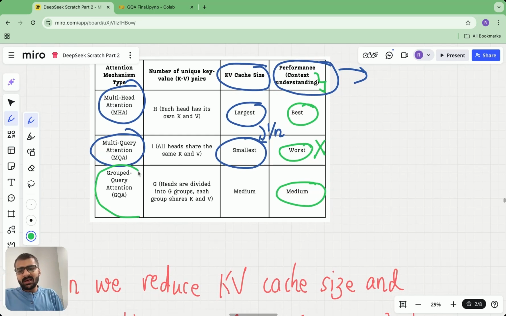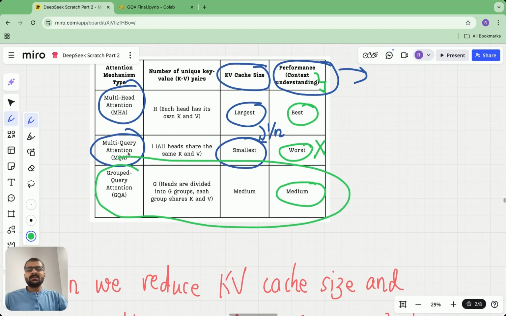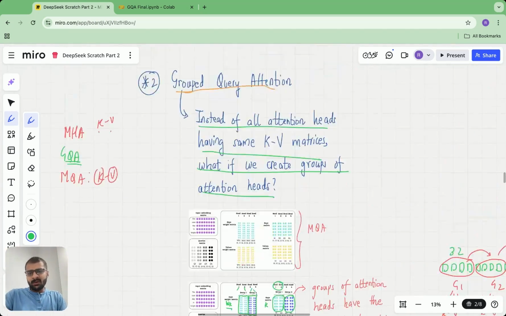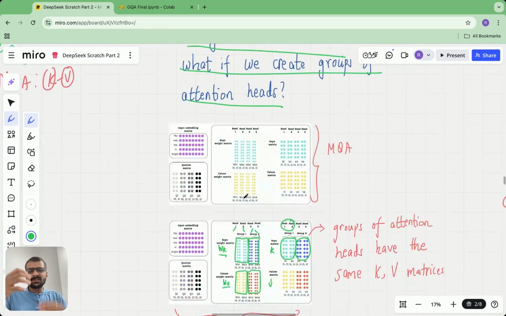So you see, grouped query attention lies somewhere in the middle. In terms of KV cache size, it's in the middle between MHA and MQA. In terms of performance also, it's in the middle between MHA and MQA. So that's about grouped query attention. Once you have understood multi-query attention, grouped query attention is just a small extension where we create groups.